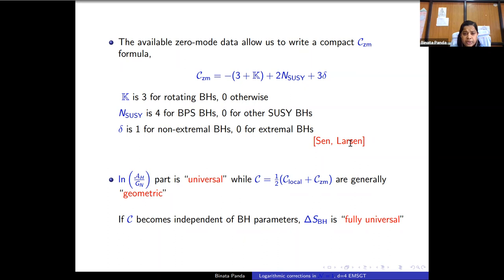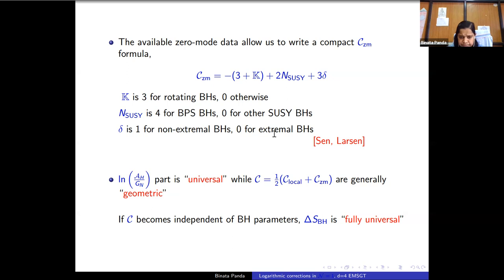So you can write it as minus 3 plus K. K is 3 for rotating black holes, so it's like a rotational symmetry, and 0 otherwise. This N sub c for the supersymmetric black holes will be 4 for the BPS black holes, and 0 for any other one, like non-supersymmetric ones. So that value will be 0. And the third term is taking care of whether you are using it for extremal black holes or non-extremal black holes. So this delta will be 1 for the non-extremal black holes and 0 for the extremal black holes.